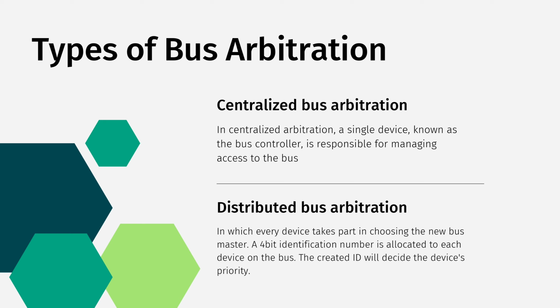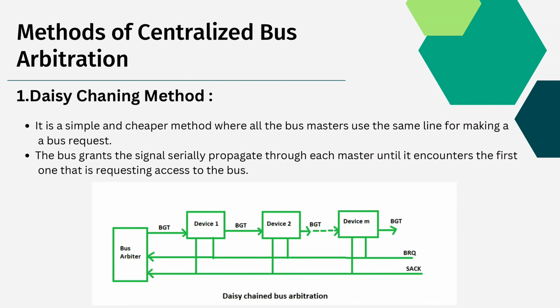A 4-bit identification number is allocated to each device on the bus. The created ID will decide the device priority. Now we are going to see the methods of centralized bus arbitration.